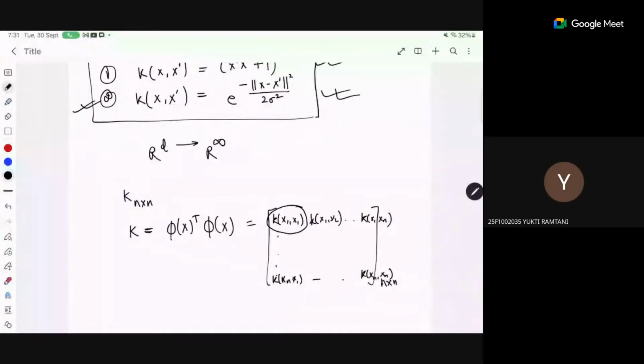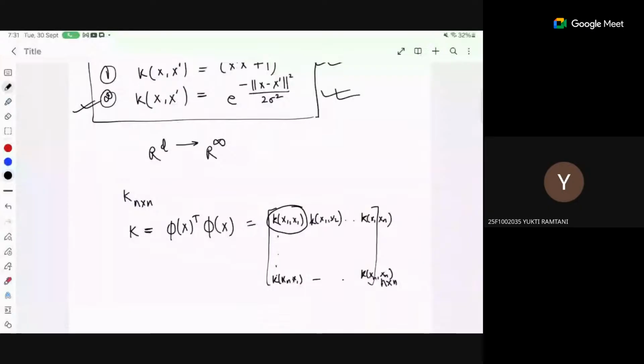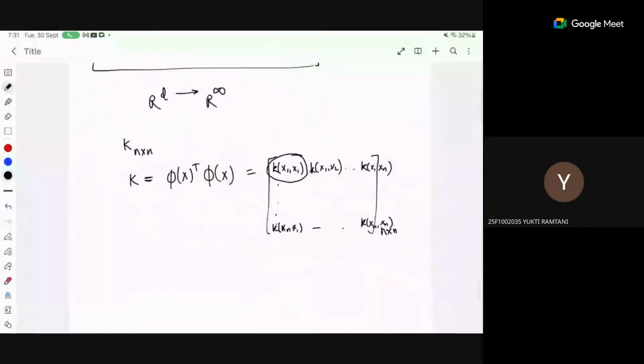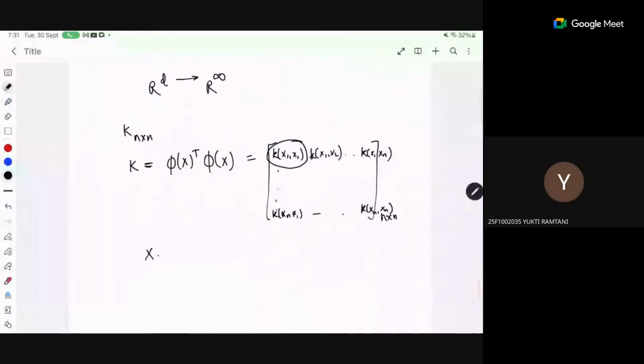Ma'am, can I ask a query? Sorry, what were you saying? Ma'am, can we use x into x transpose here, and then just center the kernel matrix? Okay, so you are asking about the centering of this phi, right? No, I am saying that instead of using these kernel functions, can we use x into x transpose?